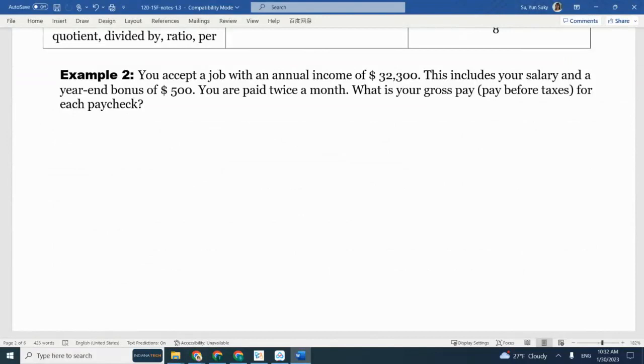Okay. So first of all, what do we want to know? We want to find the gross pay for each paycheck. So let x be the gross pay for each paycheck. Okay, so let x be that variable.